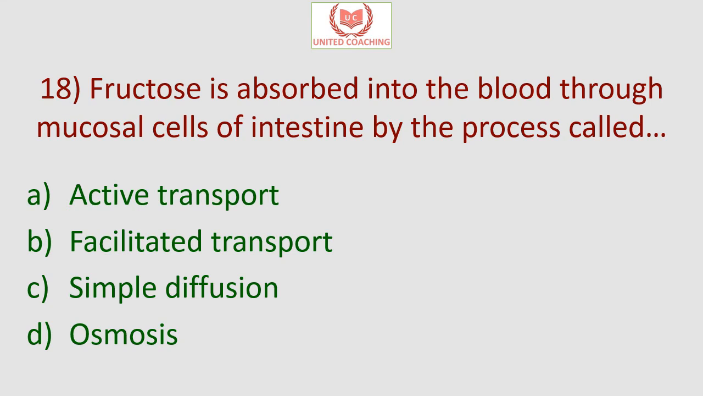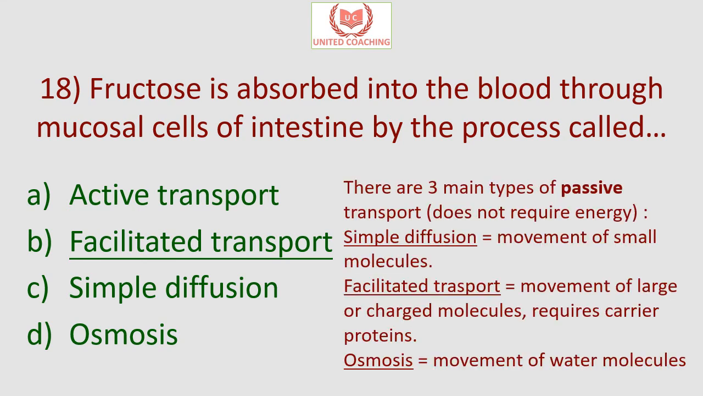Our next question is: fructose is absorbed into the blood through mucosal cells of the intestine by the process called. Is it active transport, facilitated transport, simple diffusion or osmosis? Osmosis cannot be the answer because it is the movement of water. So the answer is facilitated transport. Active transport is where energy is required, and the other two options, facilitated and simple diffusion, are types of passive transport. Although osmosis is also a type of passive transport, it is related to water. Here we are discussing fructose, or particle movement.